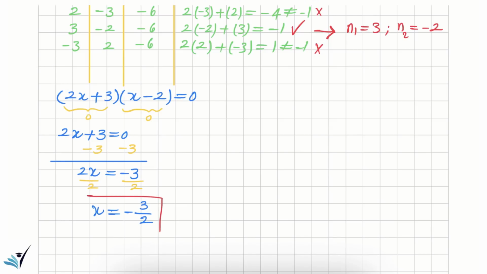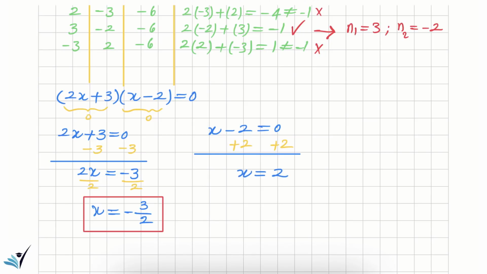This is one answer. The second answer comes from setting the second factor to 0. x minus 2 equals 0. Now we solve it for x. We add 2 to both sides of the equation. If we do so, we would have x equals 2. And this is our second answer. And these roots are exactly the same as we saw in the graph. Let's try one more example.